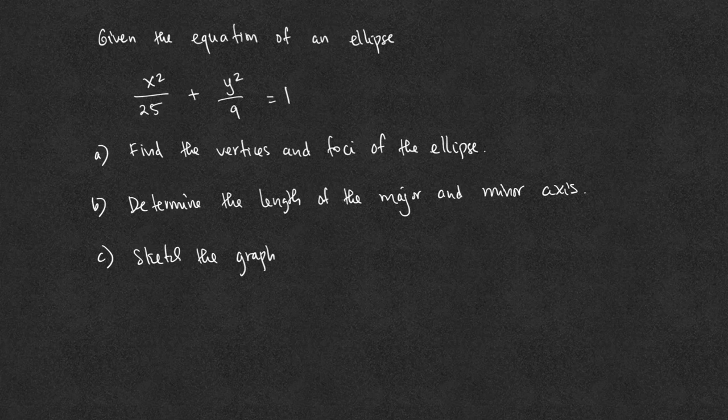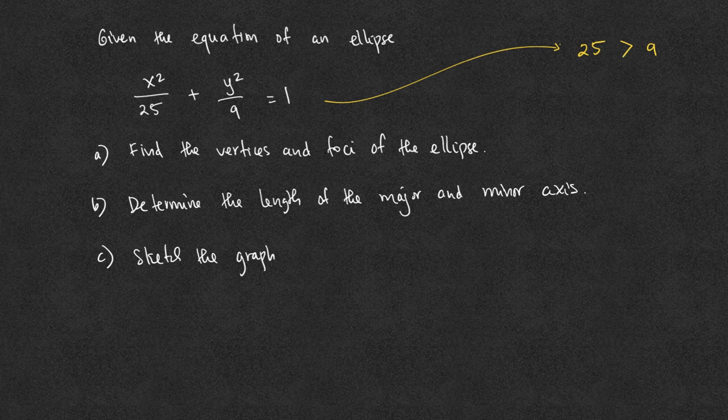Given the equation of the ellipse x squared over 25 plus y squared over 9 equals 1, find the vertices and the foci of the ellipse, determine the length of the major and minor axis, sketch the graph. First, observe that the number below x squared is 25 and the number below y squared is 9.